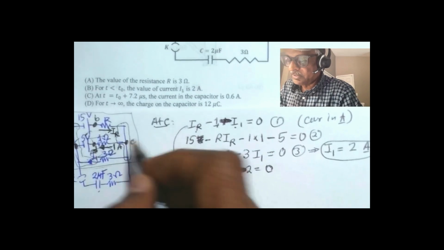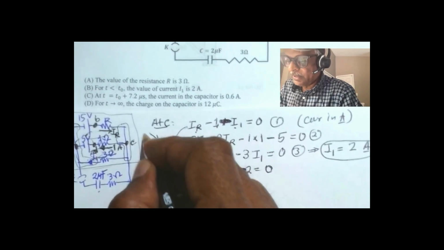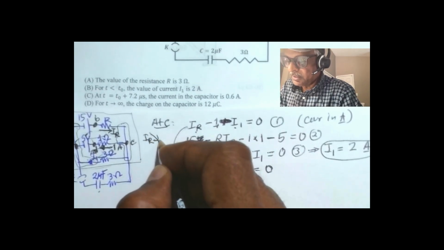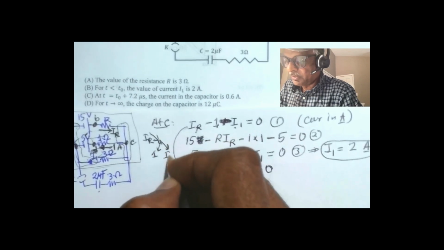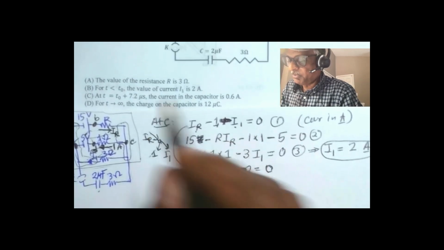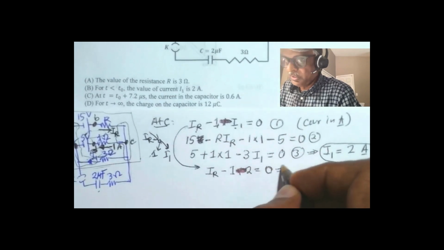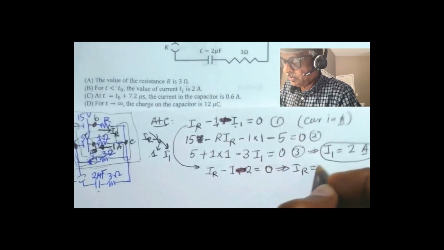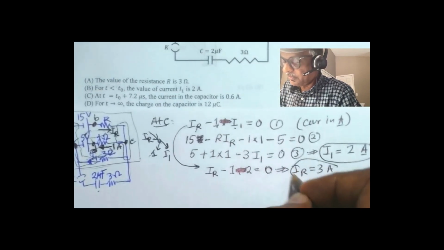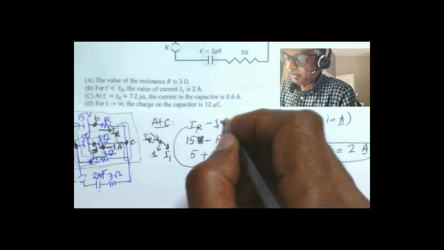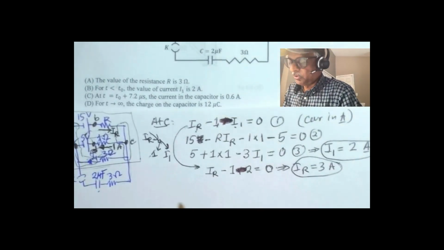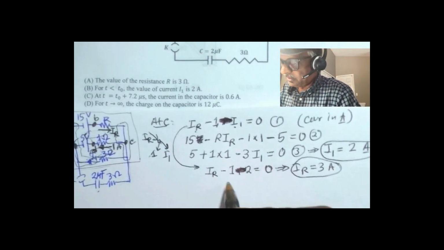So at C, IR was coming in, I1 1 amp coming out, and I1 coming out. So these guys are negative, this positive. So this is minus 2. So then IR equals to 3 amp. So you can see, very easy to, if you make a mistake somehow or overlook something, you should definitely try to catch up if something's looking off.